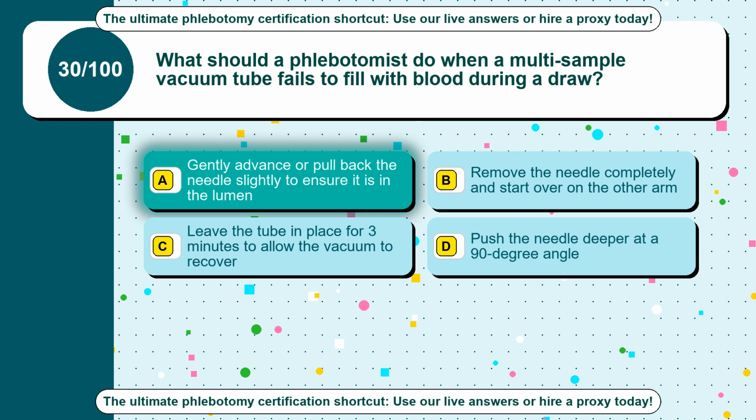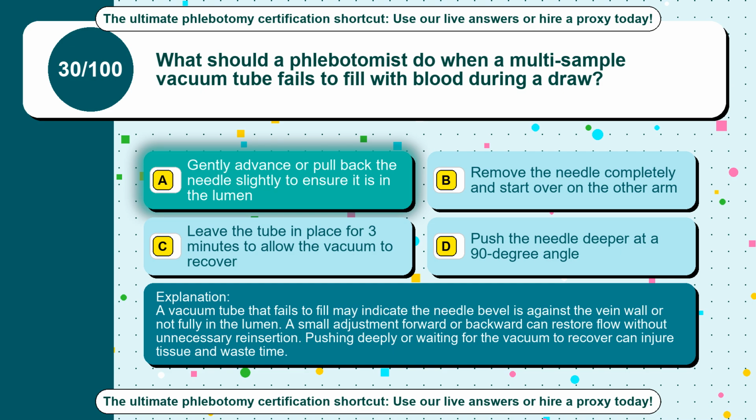lumen. A vacuum tube that fails to fill may indicate the needle bevel is against the vein wall or not fully in the lumen. A small adjustment forward or backward can restore flow without unnecessary reinsertion. Pushing deeply or waiting for the vacuum to recover can injure tissue and waste time.